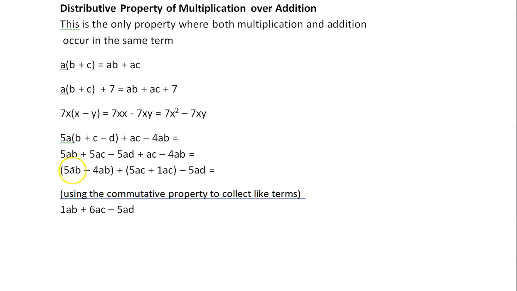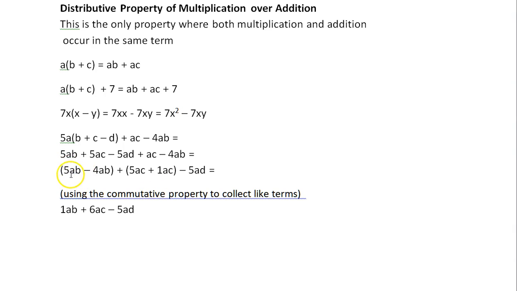So I have a 5AB minus a 4AB, and then I'm going to add my 5AC, and I need to look and see if there's another AC here. There is. I have an AC or a 1AC. Remember, if I have a dollar, we all understand I have $1. So here I have 5AC plus 1AC. And then I take a look here. I have this last piece here is my negative 5AD. And I don't have anything else to combine it with, so that just kind of gets tagged on at the end.